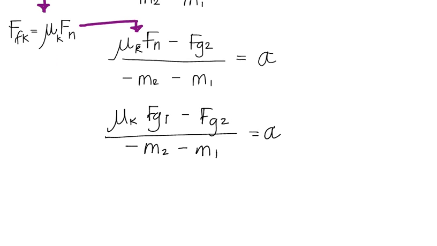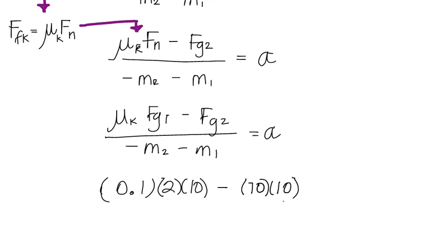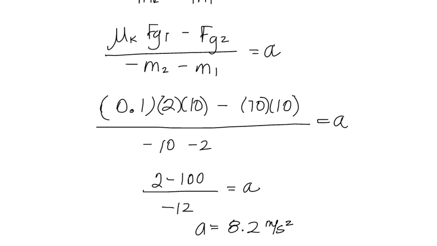So let's substitute our givens. So this was 0.1 times the gravitational force on the 2 kilogram block, which would be 2 times 10, minus the gravitational force on the 10 kilogram block, which would be 10 times 10, divided by negative 10 minus 2. That will give us our acceleration. So substituting in our coefficient of friction, the masses, the acceleration due to gravity, and solving, we get 8.2 meters per second squared as the acceleration.